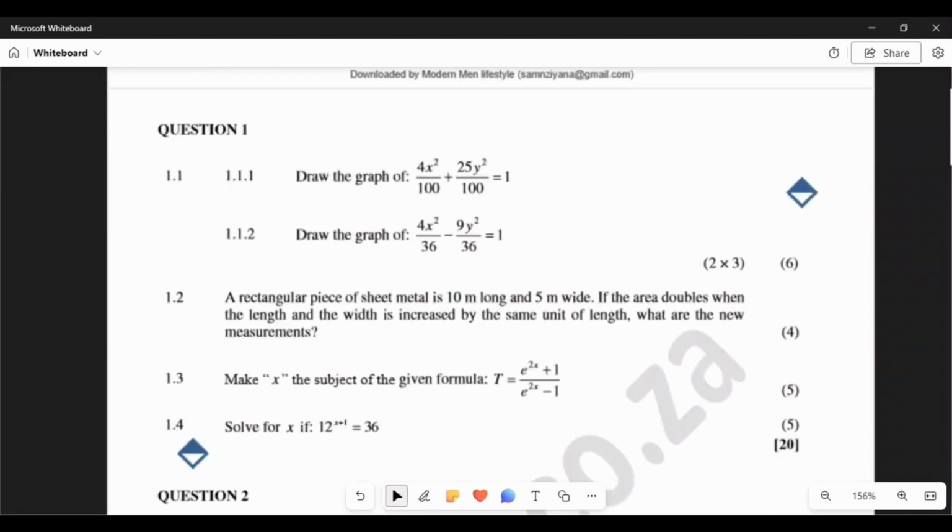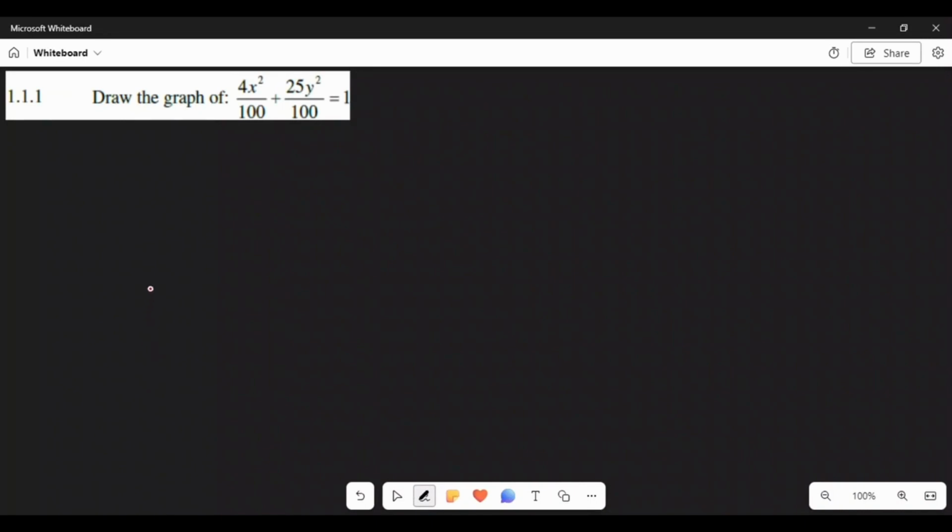So this is question 1. As you can see, the first question, question 1.1.1, wants you to draw a graph. First of all, you need to know what this graph is. So I'm just going to copy this question and put it on the side, and then we start solving it. Right, so this is the question from question 1. This is 1.1.1, and they want you to draw this graph.